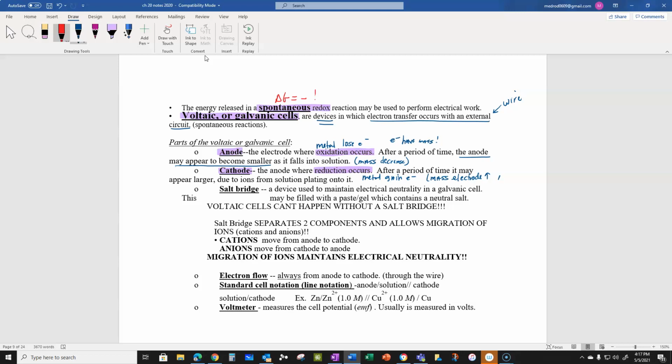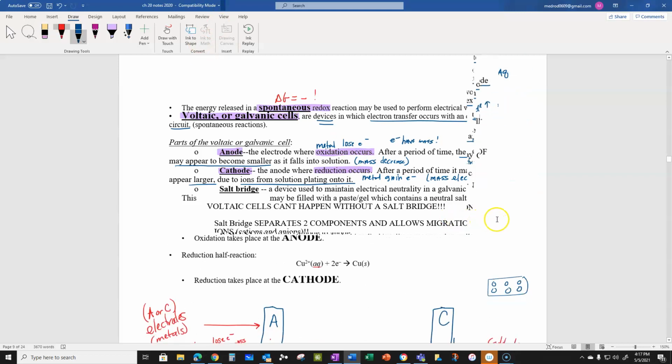Well, what happens is the ions that are in the solution will then turn into solids. And we call that, ladies and gentlemen, a precipitate. When you take a liquid and make it into a solid, we call that a precipitate. So over time, it's going to appear a little bit larger. It's because of something called plating. The ions are plating from the solution onto the piece of metal.